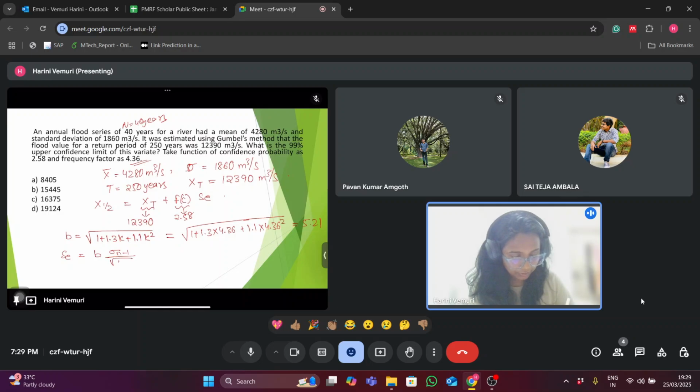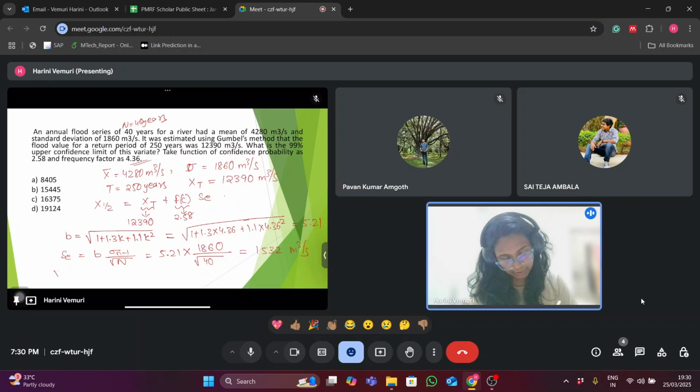by root n. Okay. So it is equal to 5.21 into standard deviation, which is given as 1860, by root of the number of data points, which is 40. So once you calculate this, the standard error will be 1532 meter cube per second.